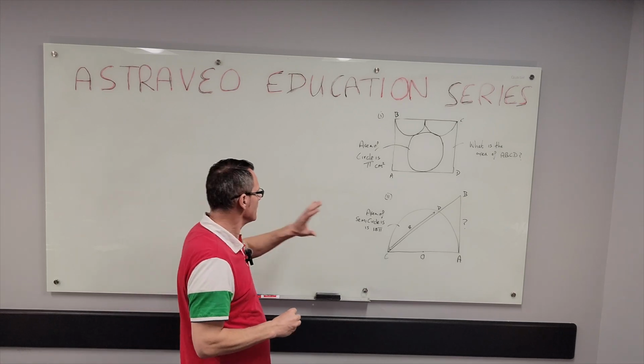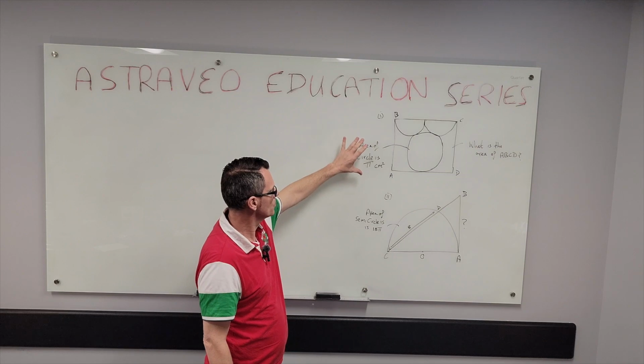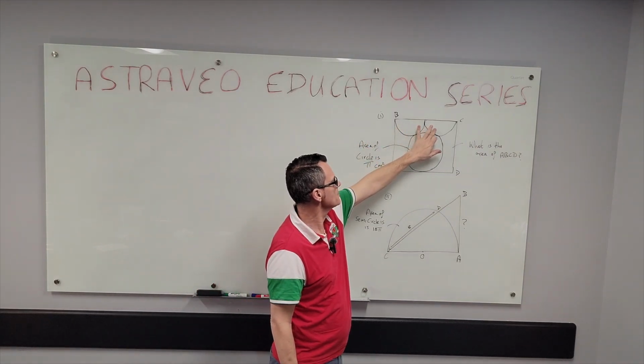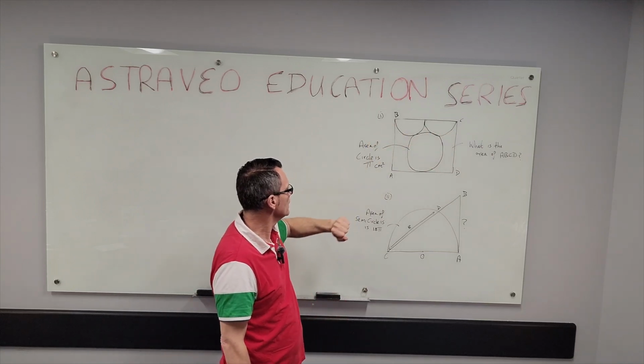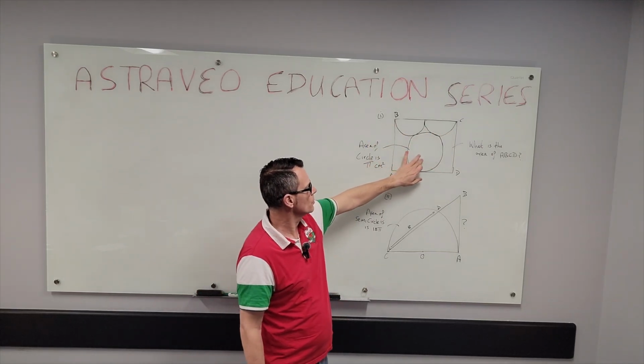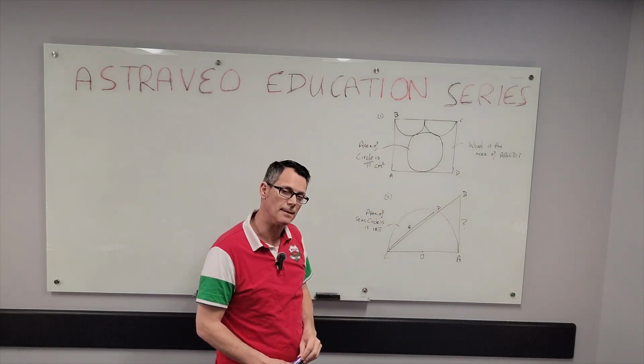They do look complicated at first glance, but the first one is to do with the area of a circle. We've got a couple of hemispheres here, and semicircles, and also a square. Now we're given the area of this circle, and we're being asked what is the area of the square ABCD.